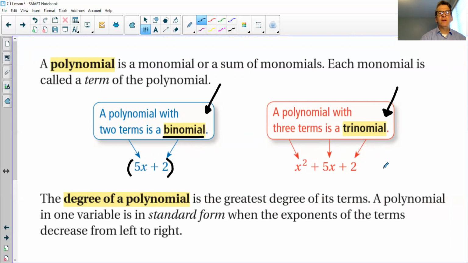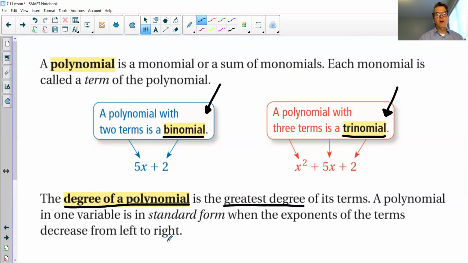Just like we did on the previous slide, we can calculate the degree of a polynomial that has more than 1 term. This is quite an easy process, but you have to work through each term. We're going to determine the degree of a polynomial. It's the greatest degree of its terms. So we take each term, find the degree of it, and the greatest one is the degree of the polynomial.